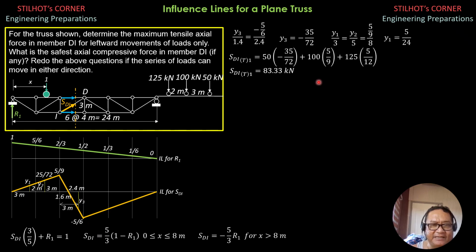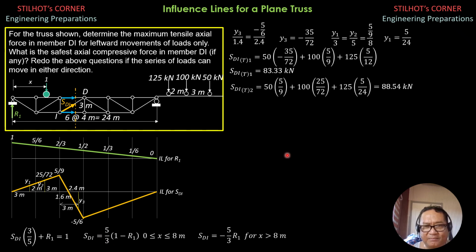So SDI tension 2 is equal to 50 times 5 over 9 plus 100 times 25 over 72 plus 125 times y1, which is 5 over 24. So SDI 2 is 88.54 kilonewtons. And since this is greater than 83.33, that's the maximum value. So 88.54 is the answer for SDI max for leftward movement of the loads only.